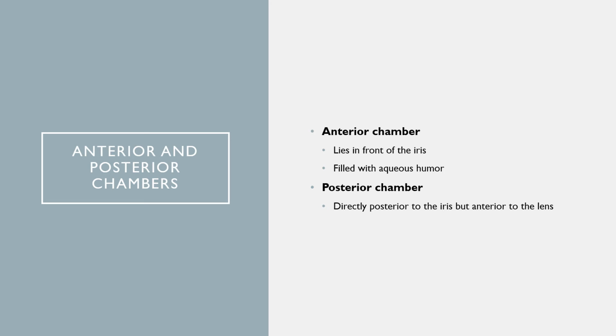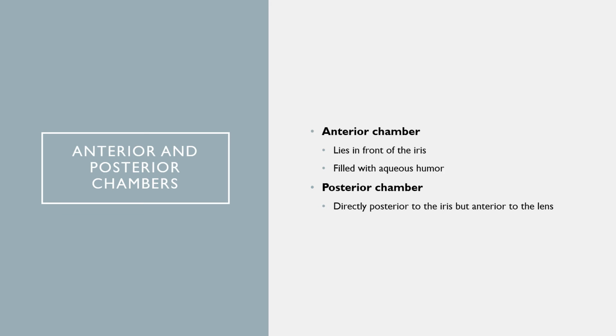Just a little bit here about our anterior and posterior chambers. The anterior chamber lies in front of the iris, and it's filled with aqueous humor. The posterior chamber is going to be directly posterior to the iris, but anterior to the lens. So it's between the iris and lens. All right. The pupil is the only passageway between these two chambers. Okay, the pupil allows aqueous humor to pass between the two chambers through a space between the lens and iris.